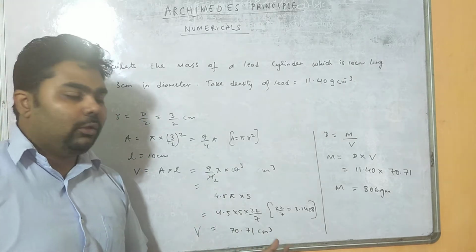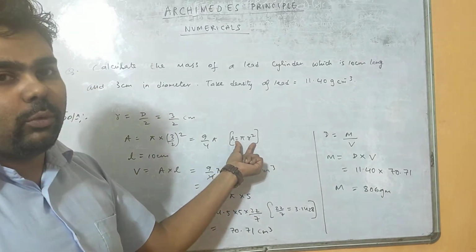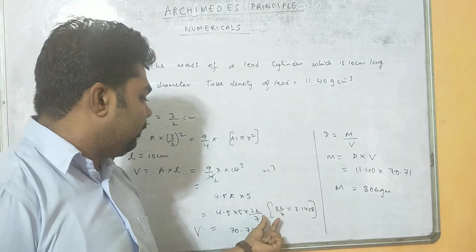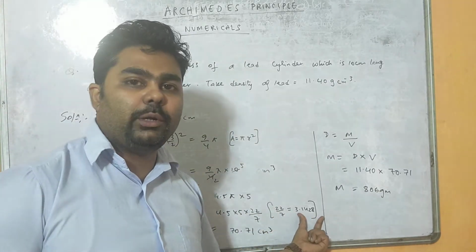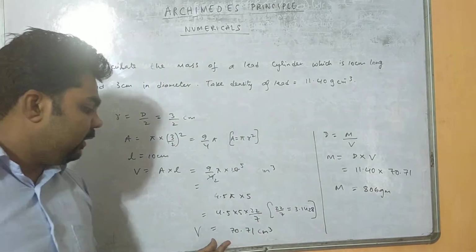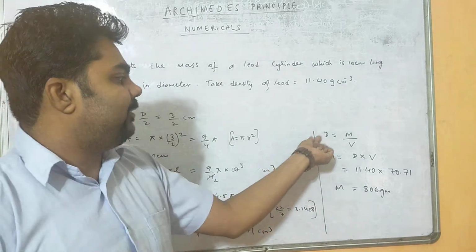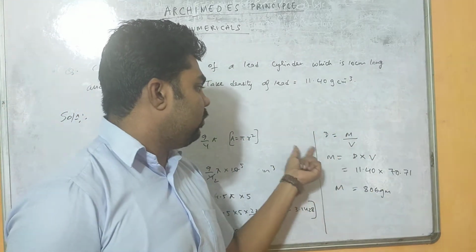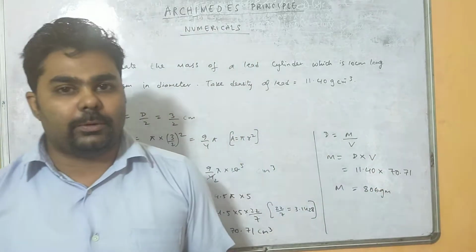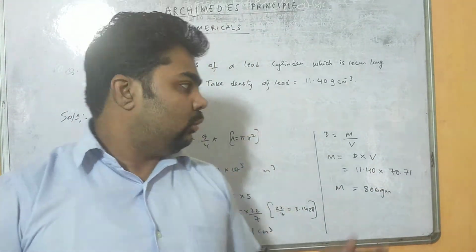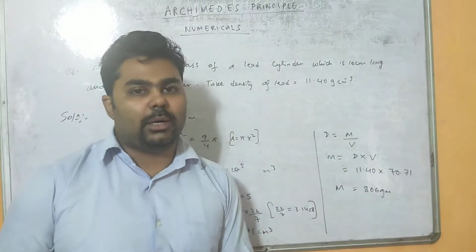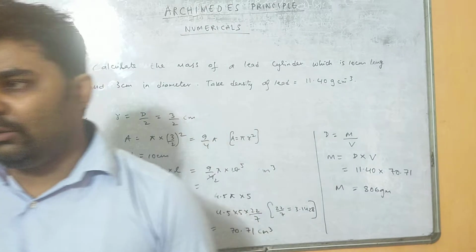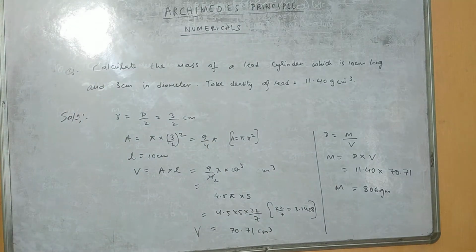70.71 centimeter cube. In the area calculation, pi r square, the pi value will be substituted as 22 by 7, right? So 22 by 7, if you divide, you will get 3.1428. After substituting the value we get the volume, and we know density equals mass by volume. So mass equals density into volume. Density is given in the question, 11.40. So density into volume, which we got now, if you multiply, you will get the mass. So this is the required answer. 806 gram is the mass of the lead.